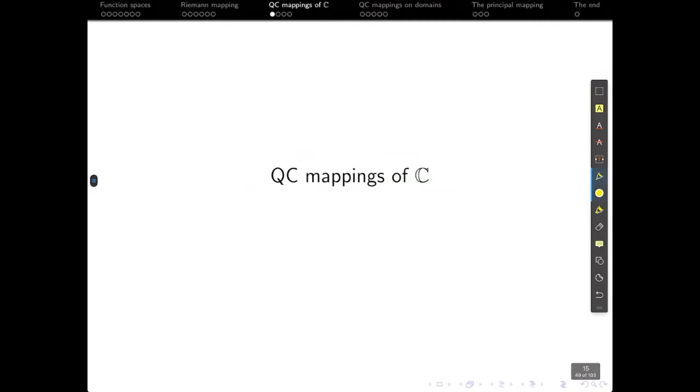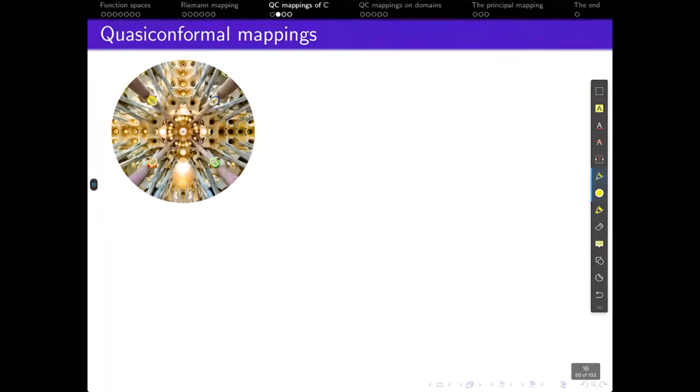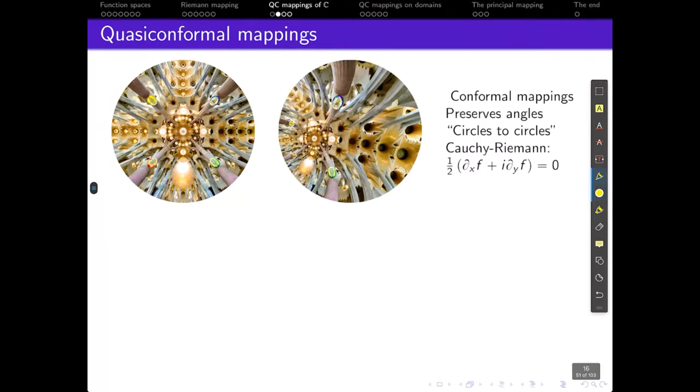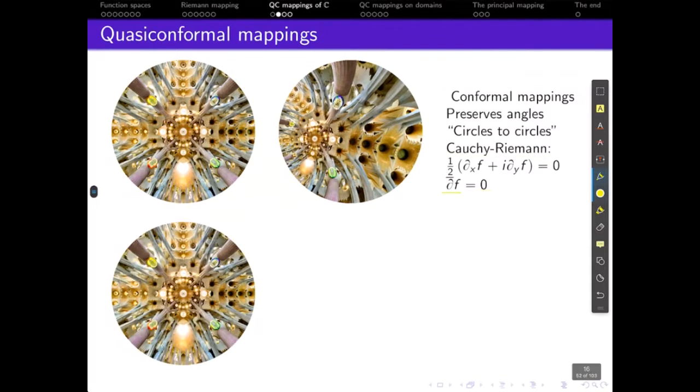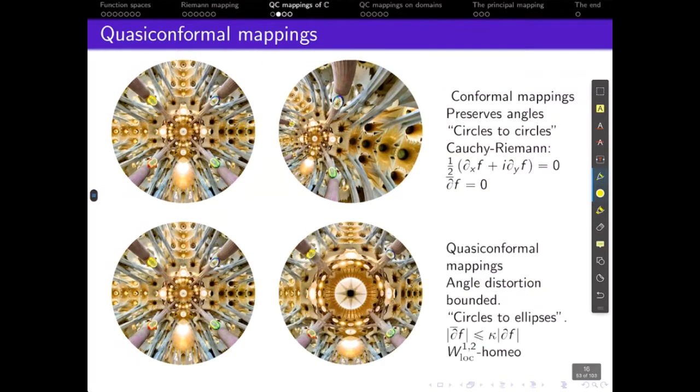So let's go for quasiconformal mappings. Let's see what quasiconformal mappings are in the complex plane. Okay, what is a conformal mapping? A conformal mapping is a mapping sending circles infinitesimally to circles. Okay, as you can see with the Sagrada Familia, and they satisfy the Cauchy-Riemann equation that can be written as delta bar F equals 0.